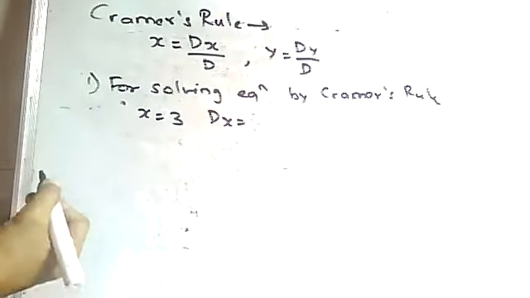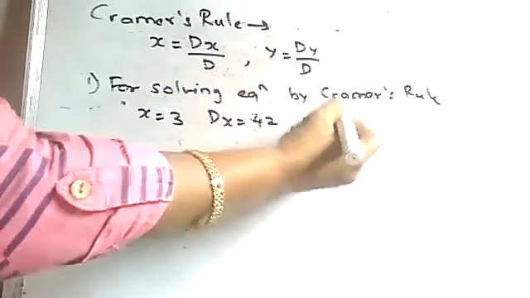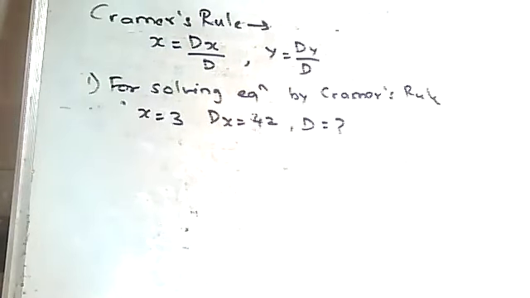x is 3. Suppose x is 3, dx is 42. So what is d? मतलब इन तीनों में से any one can be asked. D is कितना होगा? What is the value of d? They may ask you like this.